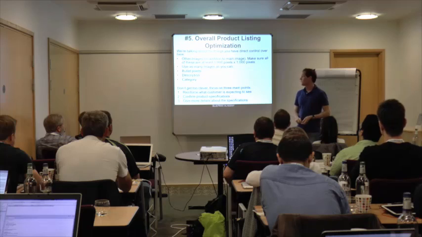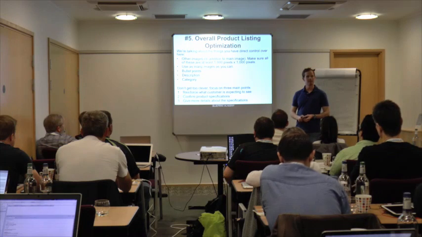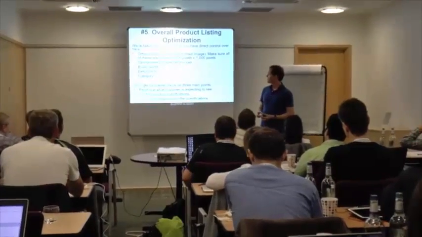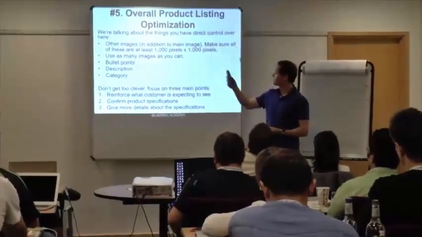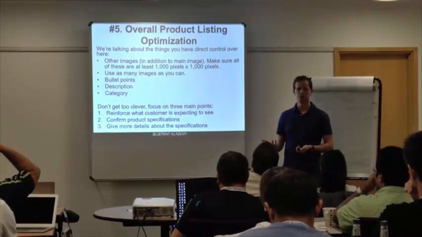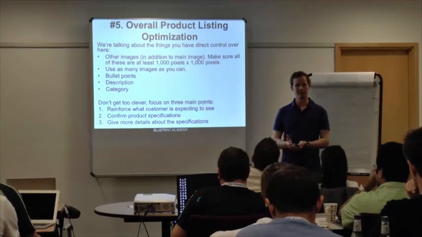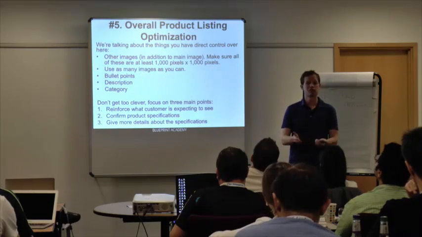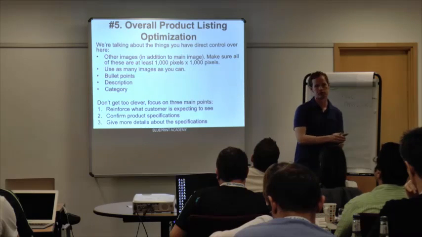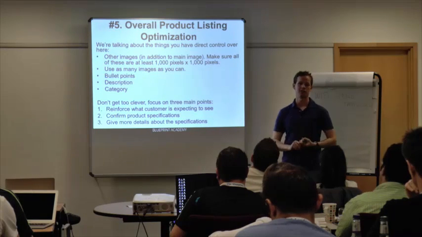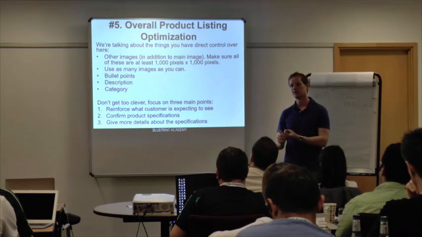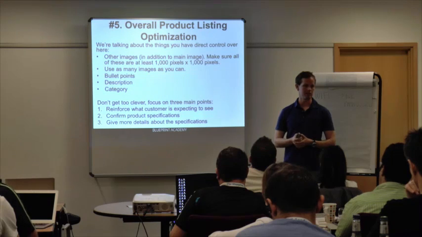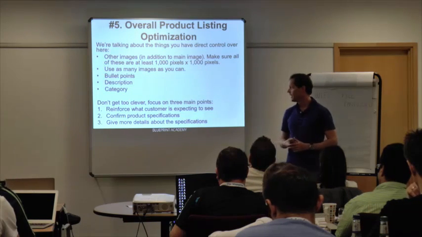We often see people try to get a bit too clever in the descriptions, and they end up doing themselves a bit of a disservice. The description, the bullet points, the other images are really to reinforce what the customer is expecting to see. They've clicked on you to see more of your listing because they're interested in you for some reason. Now it's time to reinforce that. Talk about what size variations you've got, what color variations you've got, the dimensions, the weight. Don't get too clever with the words you use.